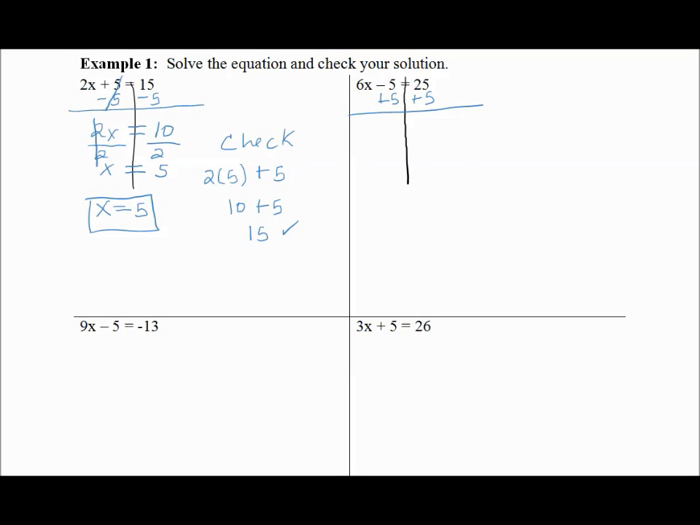Let's bring down what we have left. Bring down the 6x. Negative 5 plus 5 is 0. Bring down the equal sign. And 25 plus 5 is 30.